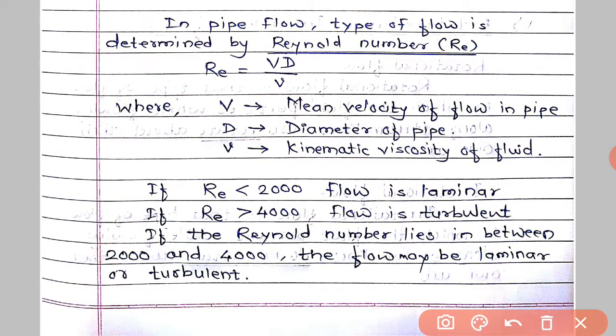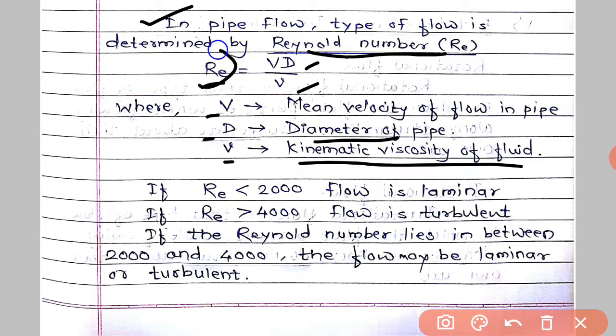So there is a very simple method. For that we have to know the Reynolds number value for the flow. So in pipe flow, whether the flow is laminar or turbulent in a pipe will be determined by the Reynolds number. So Reynolds number Re is equal to VD upon nu, where capital V is the mean velocity of fluid flow, capital D is the diameter of the pipe, and nu is the kinematic viscosity.